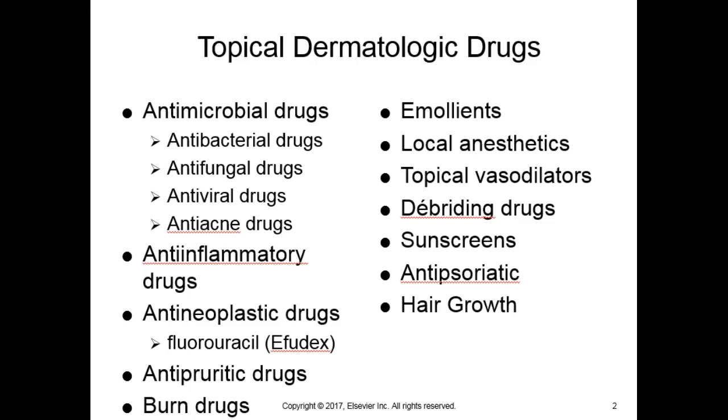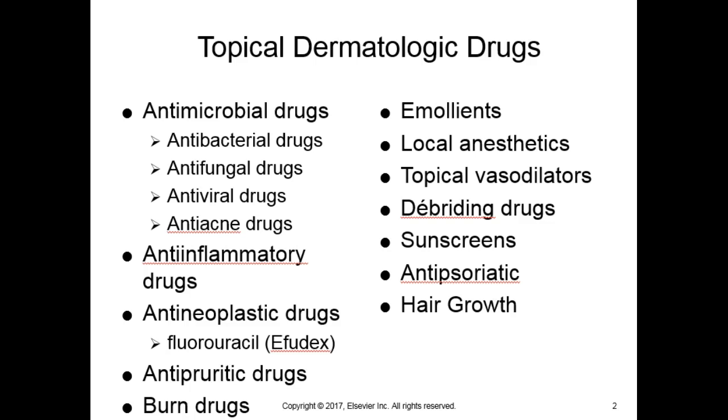Antipruritic drugs. Do we know what this is? It's itching. We need to know what this is. Emollients. They're used to soften the skin. Topical vasodilators are used to perfuse the area. You would put a topical vasodilator on the fingers of somebody who has frostbite, right? Because you want to perfuse. Debriding drugs. Those kind of drugs promote wound healing because they debride or remove the dead cells.